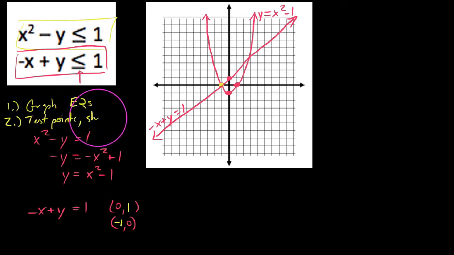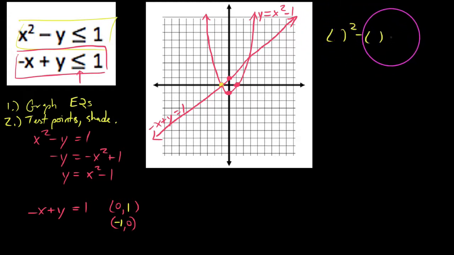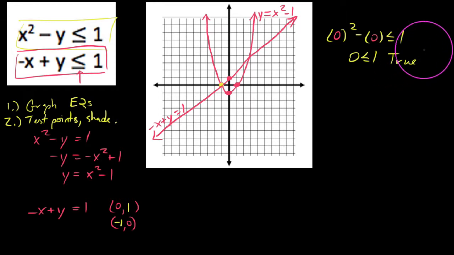Test points and shade. We want to find the common region, the point or the region where they all shade together, the feasible region. So, we say (0, 0) is on neither of these graphs. We could go ahead and test (0, 0) in both of our original constraints. Starting with the first one, which was x squared minus y less than or equal to 1, we're testing (0, 0) to see if it makes a valid statement. So we get 0 is less than or equal to 1. This is true.